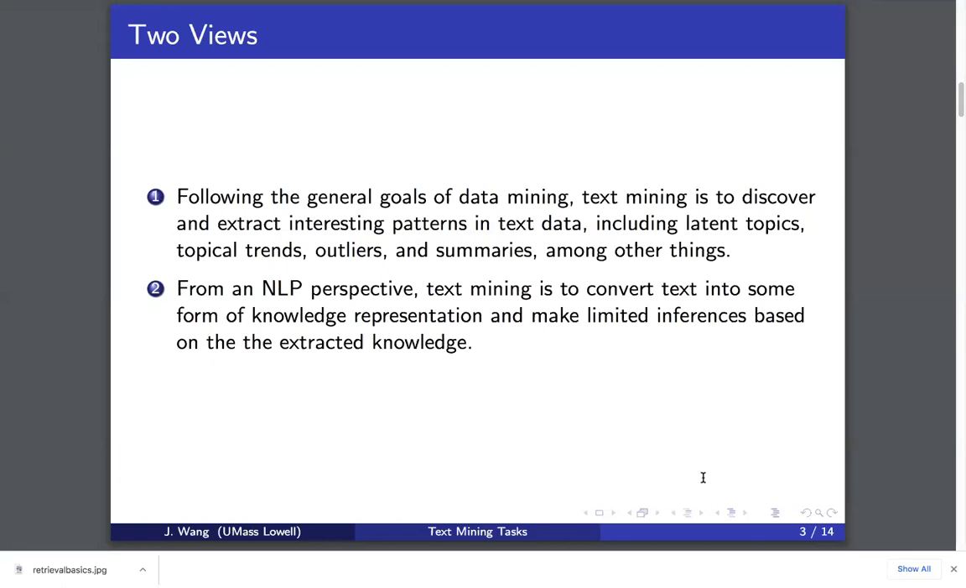Traditionally, before text mining, we have two disciplines. One is called data mining. The other one is called natural language processing, or NLP. Text mining is built on top of these two disciplines. That means we have two views for text mining. The first view is from data mining. Following the general goals of data mining, text mining is to discover and extract interesting patterns in text data, including latent topics, topical trends, outliers, and summaries, among other things. Basically, from the data mining point of view, we just want to discover patterns from text data.